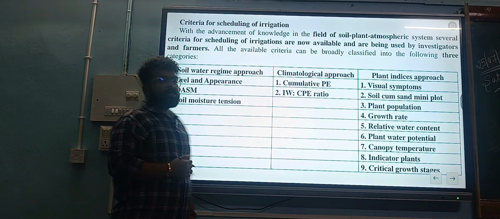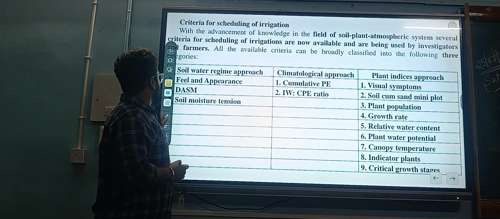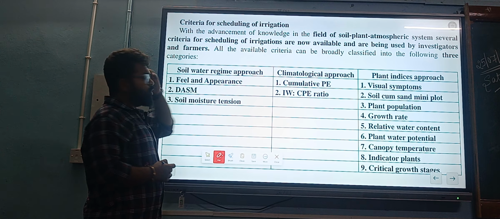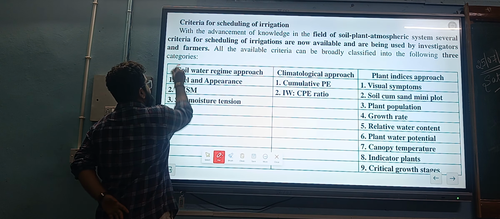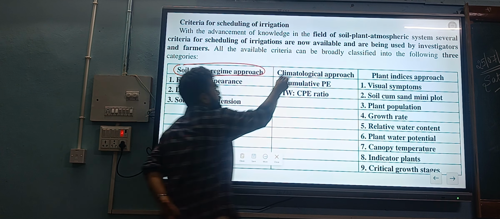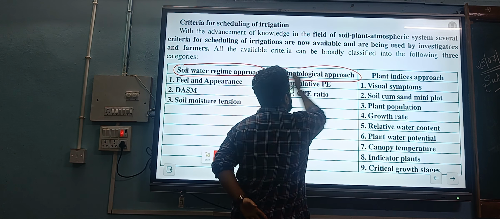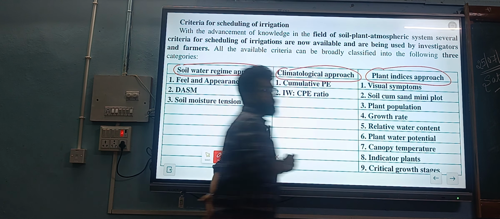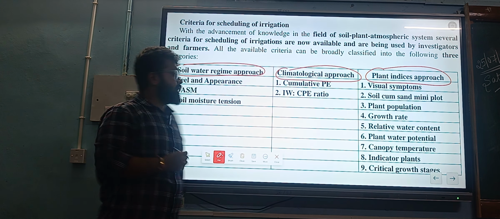There are three criteria of irrigation scheduling, which we also call approaches in irrigation scheduling. Which are those approaches? The first is the soil moisture regime approach. The second is the climatological approach. And the third is the plant index approach. These are the three approaches of irrigation scheduling.